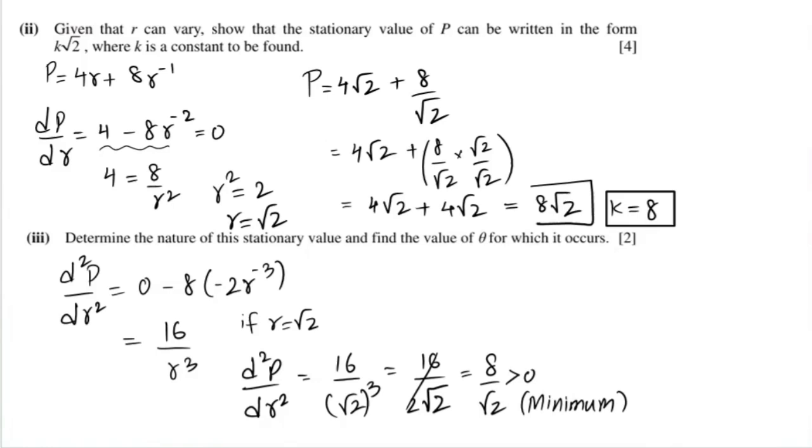So how do we get the theta value? We already figured out in an earlier part that theta is 1 divided by r squared. So if you sub in r equals root 2, this will give you theta equals 1 over 2. So this is the theta value at which it occurs.